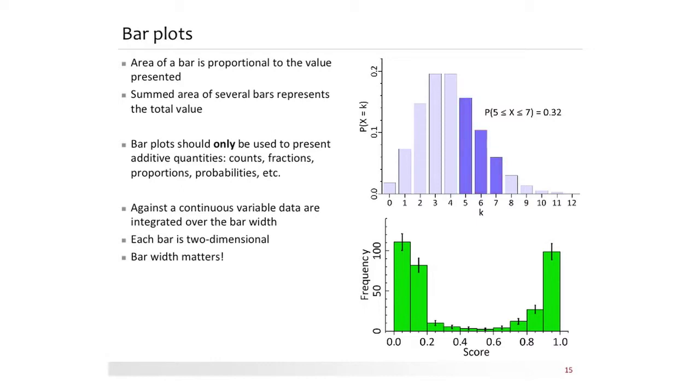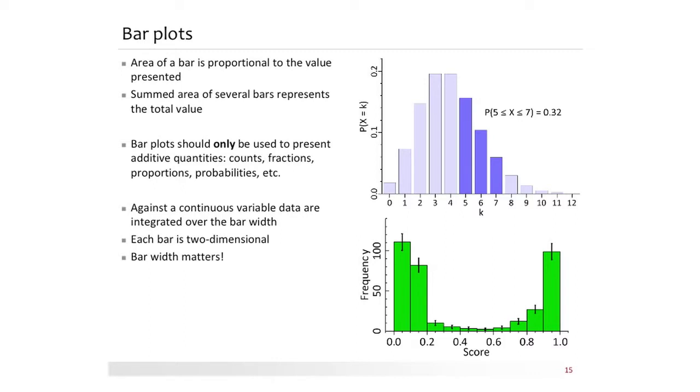So bar plots should only be used to present something which is additive, because you add probabilities here. It could be either counts, or fractions, or proportions, or probabilities, or something similar. But you probably should not be using bar plots to represent speed or mass. I will show you some examples in a moment.